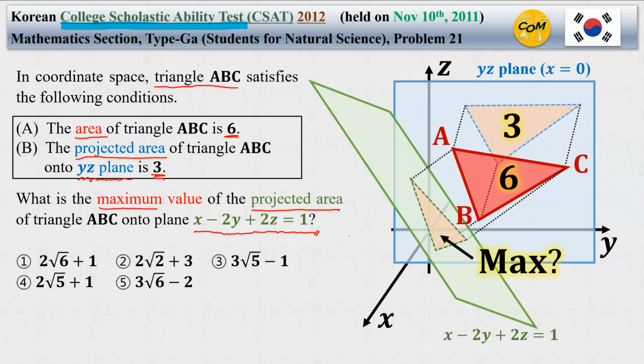Alright, so this is our problem, and if we schematically sketch the given information onto the coordinate space, it looks something like this. So we have triangle ABC here, whose area is fixed to 6. And we have YZ plane here, whose equation is actually just x equals 0. And the projected area of triangle ABC onto this plane is fixed to 3. These two fixed areas are our only constraints, and we want to know the maximum value of this area right here. The projected area onto plane x minus 2y plus 2z equals 1.